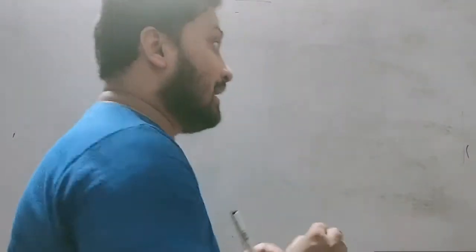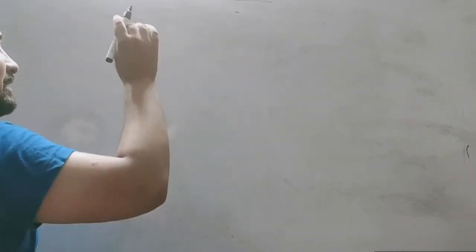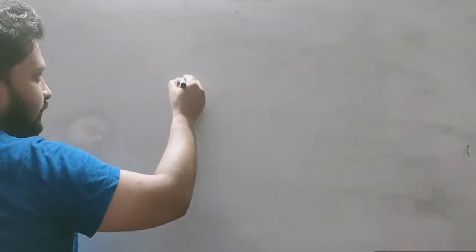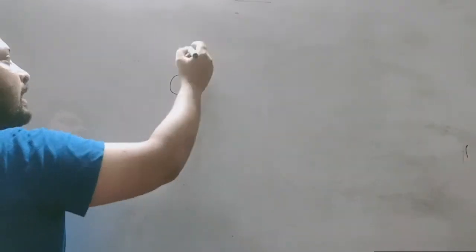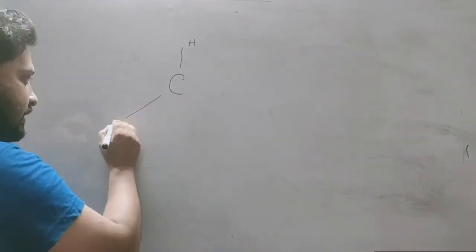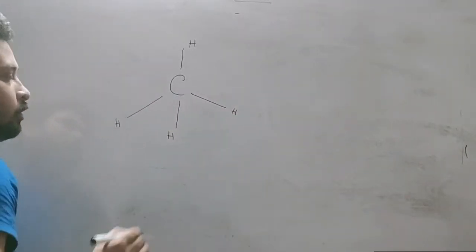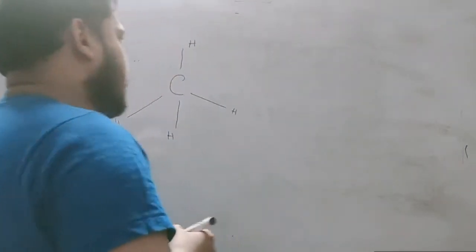So the first point is the Lewis structure of carbon as well as the Lewis structure of methane. The first one is the structure of methane. That is carbon, and here H, and here H, here H, and here H. We know the valency of carbon is 4.